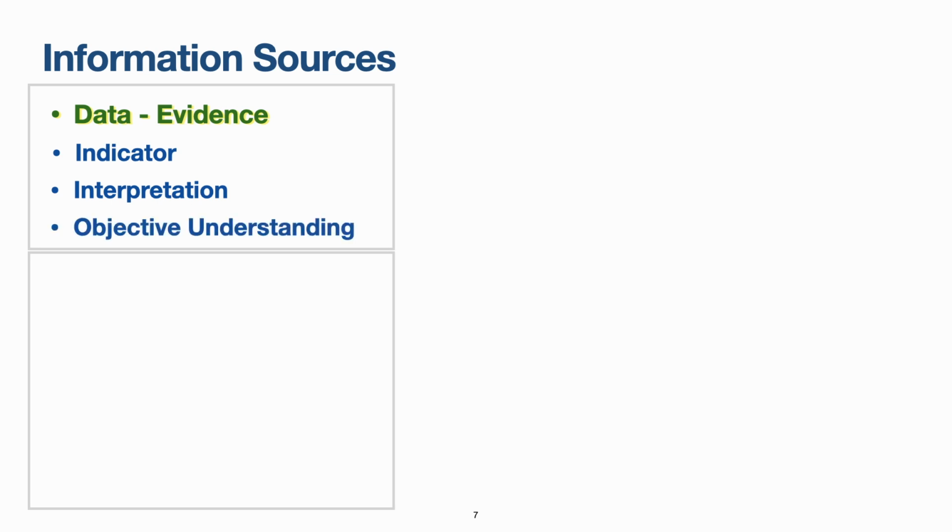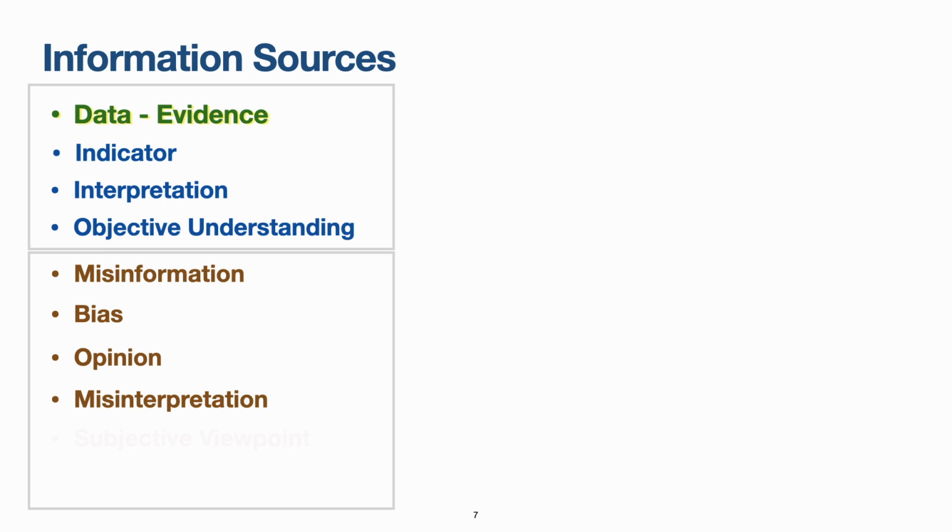When you have data or evidence, that's information. It can be an indicator, it can be used for interpretation, and if used properly, can lead to an objective understanding. But what is the counterpoint to this? Well, misinformation could lead to a bias or opinions or misinterpretations, and that leads to a subjective viewpoint.